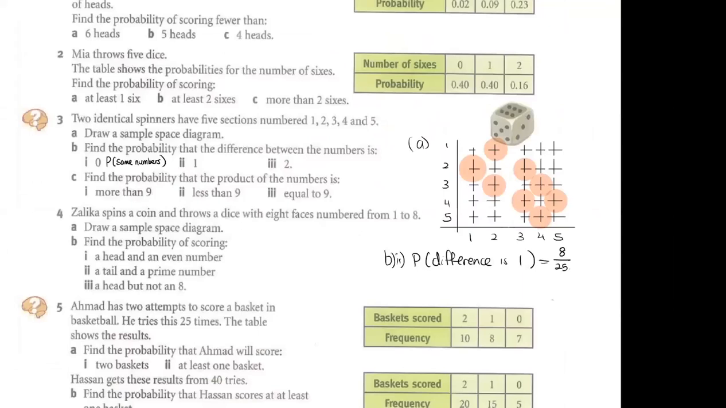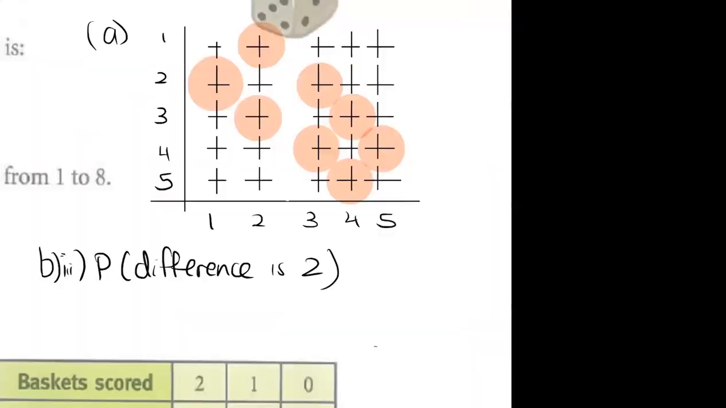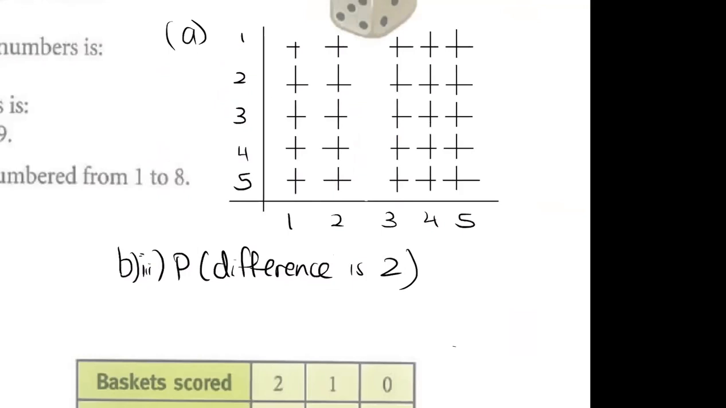The next one, the difference is 2. So how to find the difference is 2. Now find the difference is 2. Difference is 2 means 1 and 3, 2 and 4, 3 and 5. Again, 1 and 3, 2 and 4, 3 and 5. Answer will be 6 over 25.